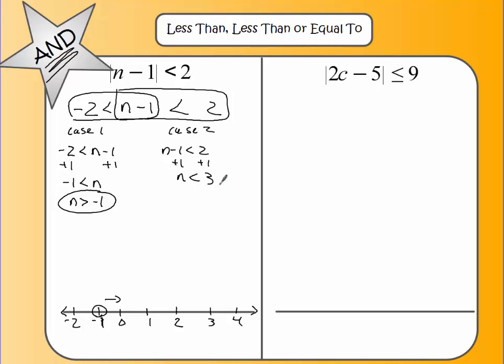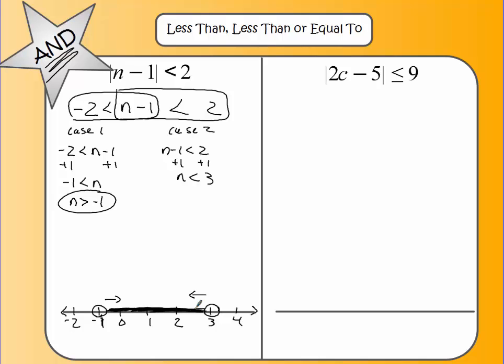Let's see what this one is. n is less than 3. So I want to put an open dot at 3 because it's less than. Let's find a number. Let's try 4. Is 4 less than 3? The answer is no. So I want to shade away from 4 going that way. And what's going to happen is these two are going to connect when I shade. So the solution on a number line looks like that. And this should look familiar from the compound inequalities that we did the other day.